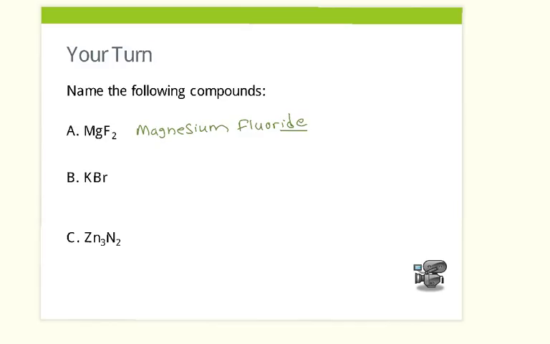Potassium is also ionic. It's got a metal and a non-metal. So the potassium here only forms one type of cation, so it's just potassium bromide. The zinc here, remember, is one of those that only forms one type of cation, zinc plus 2, the one that you just had to know. And so it's zinc, and this time we have nitrogen, so we're going to call it nitride with the IDE ending.